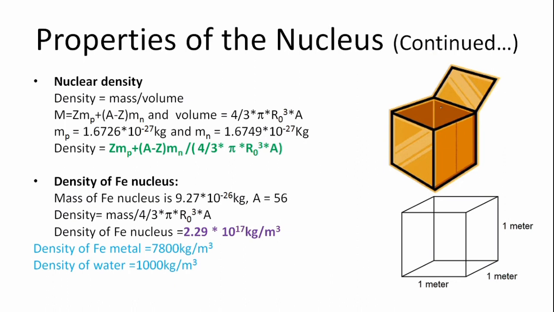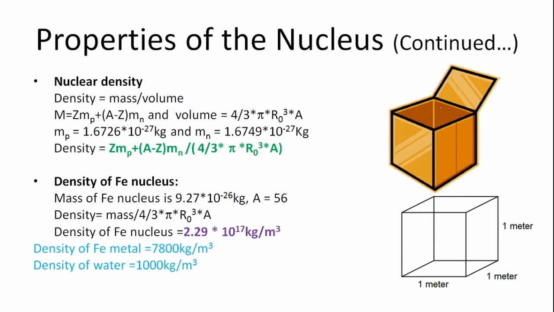So this is a very huge number. That means the nucleus is densely packed. Now let us compare this value with the iron metal. The density of the iron metal is 7800 kg per meter cube, and the density of water is 1000 kg per meter cube. Now let's say I have a box which has length 1 meter, breadth 1 meter and height 1 meter. Then that box can accommodate 1000 kgs of water.